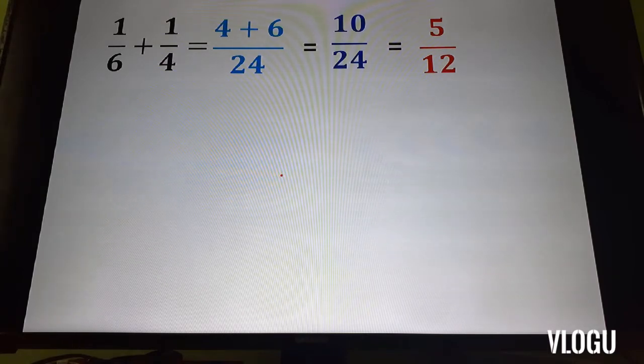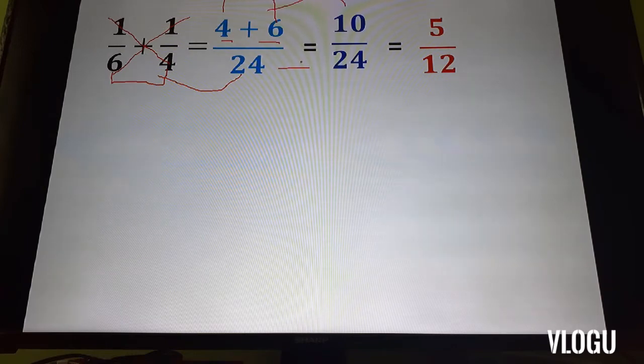Well, ganito lamang po yun. We just have to multiply our denominators, which is 6 times 4, that is equals to 24. Then multiply diagonally from the top left of our fractions, that is 1 times 4, that is equals to 4, and 1 times 6, that is equals to 6. I have to add 4 plus 6, that is equals to 10.